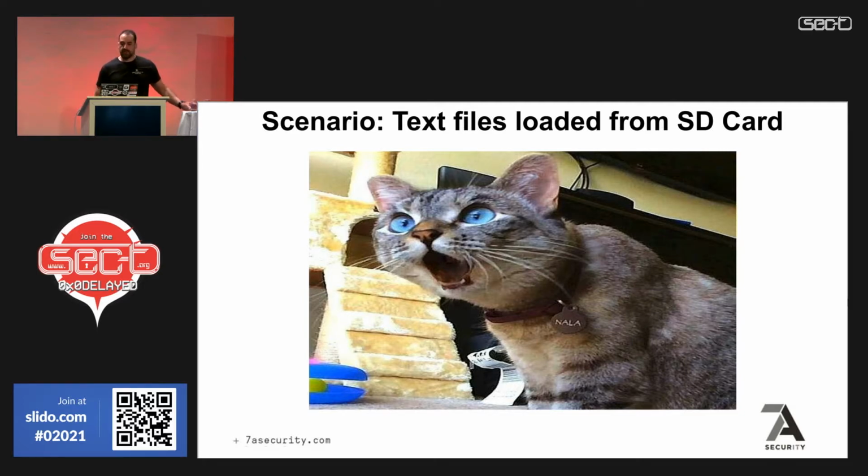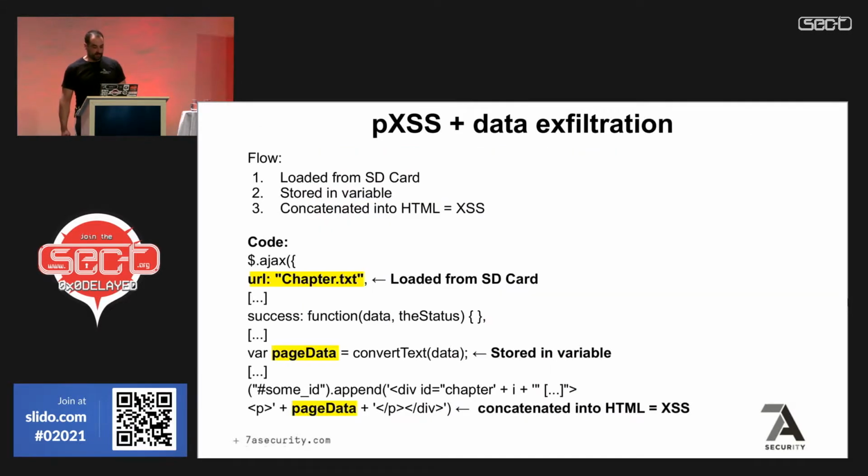Another scenario, what happens if you read data from the SD card, right? So this was an application loading text files from the SD card. So in this case, we have persistent XSS with data exfiltration, right? So we have a chapter text file being loaded from the SD card, and this is stored in a page data variable, and then the page data variable is concatenated into a string in HTML. So we have HTML injection and XSS.